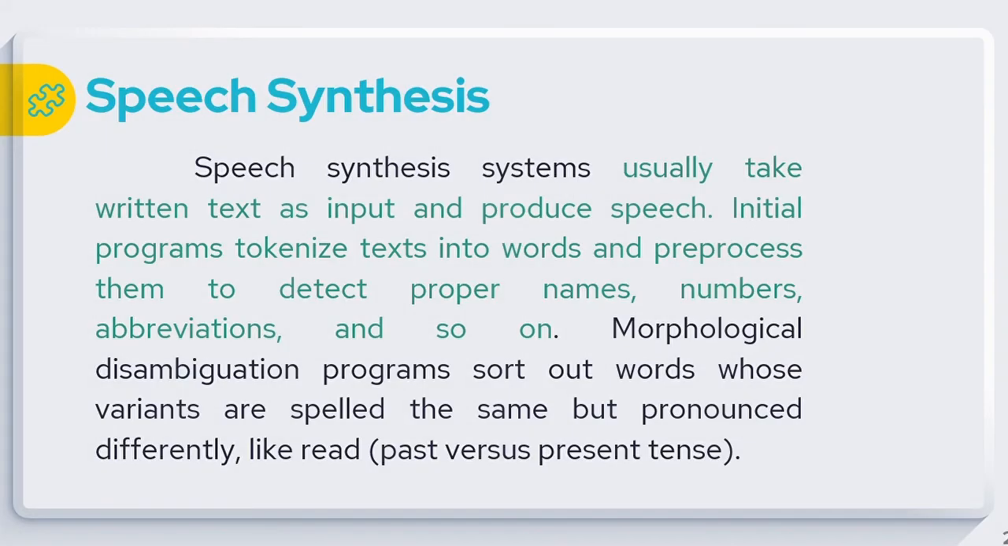Speech synthesis systems usually take written text as input and produce speech. Initial programs tokenize text into words and pre-process them to detect proper names, numbers, abbreviations, and so on. Morphological disambiguation programs sort out words whose variants are spelled the same but pronounced differently, like read, past versus present tense. The output of the tokenization preprocessing, lexical lookup, and morphological analysis programs is a phonetic transcription of the text.